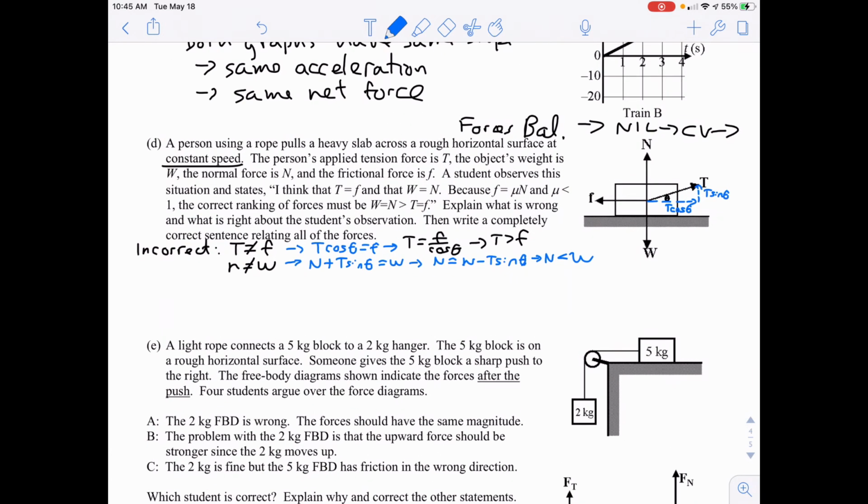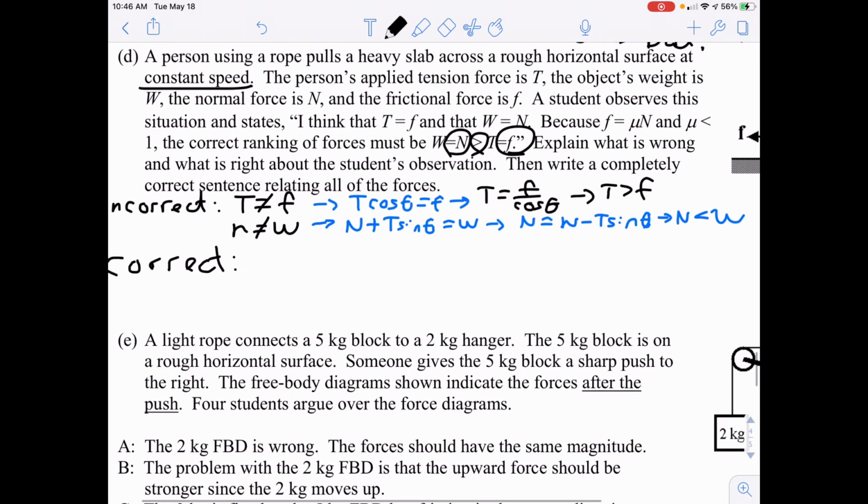So tension is greater than friction, normal force is greater than weight. Okay, now what is correct in this statement? What's correct is that friction is less than normal force. Friction will always be less than normal force.